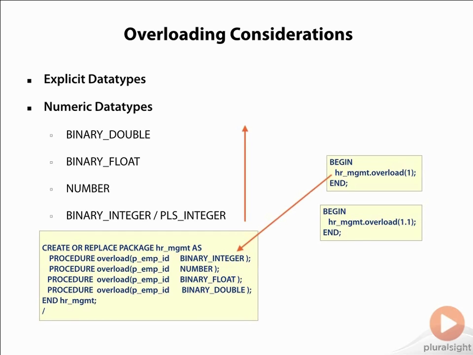If you call the overload now with a literal value of 1.1, it will call the implementation of number type, as this is the lowest type which will satisfy a number with a decimal point.